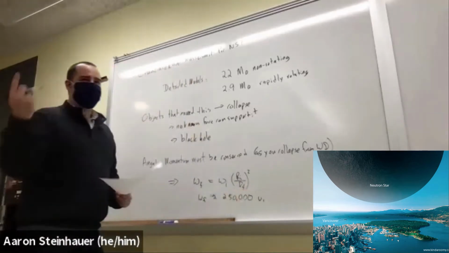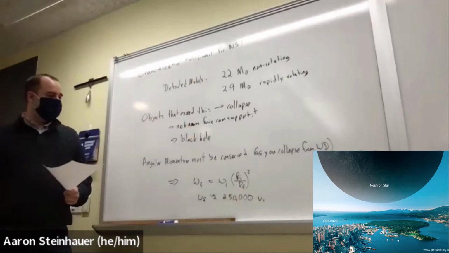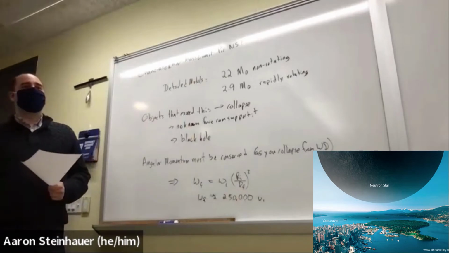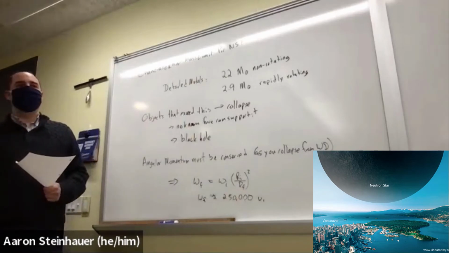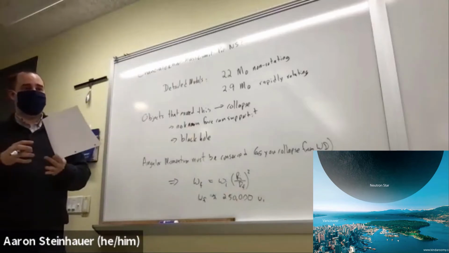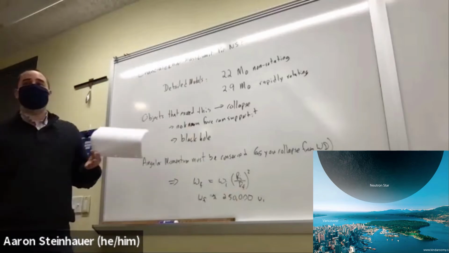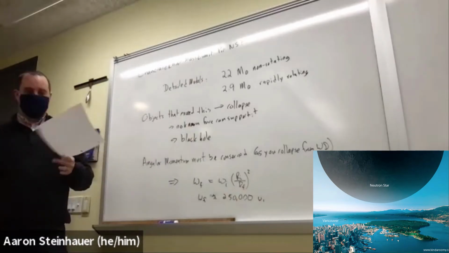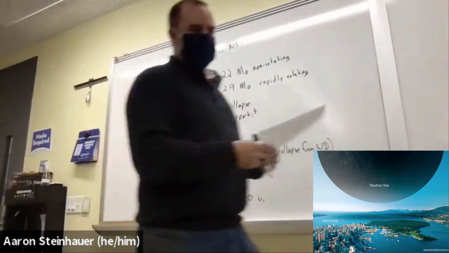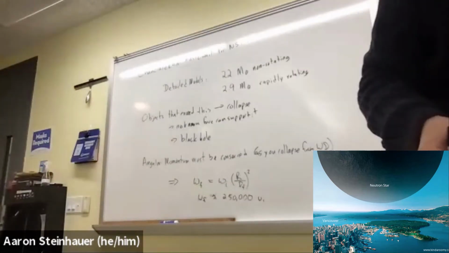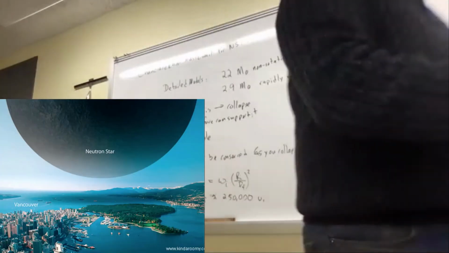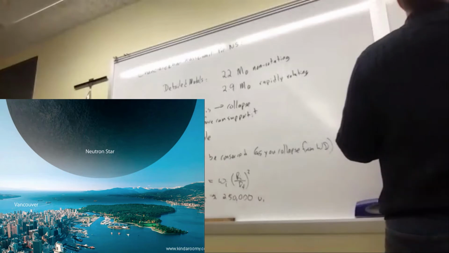So the rotation rate can increase by a factor of 250,000 from the white dwarf state down to the neutron star state. So even if you weren't spinning all that fast, that thing sort of has to be spinning fast. There's no other way around it. This works the same way for the orbital periods.